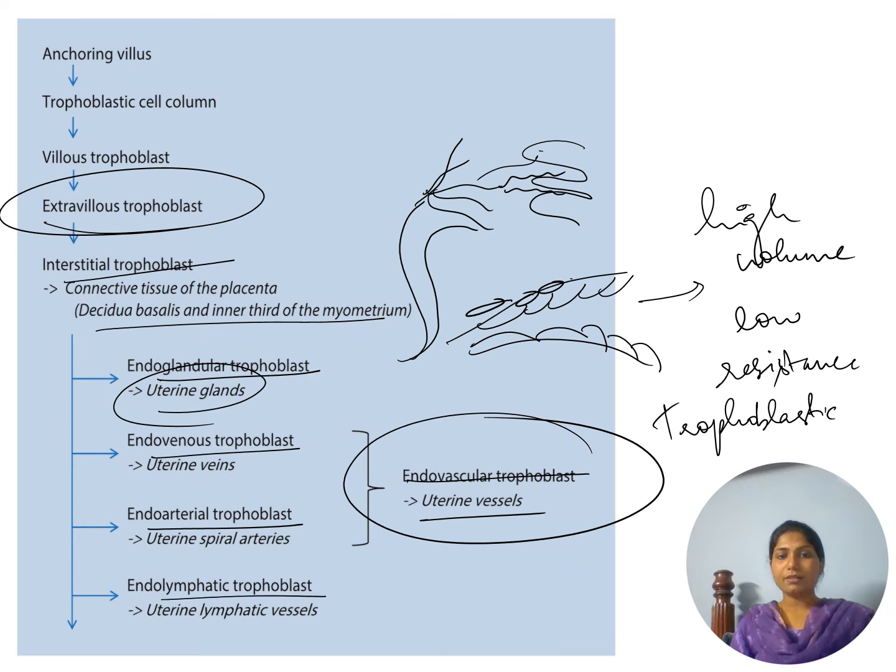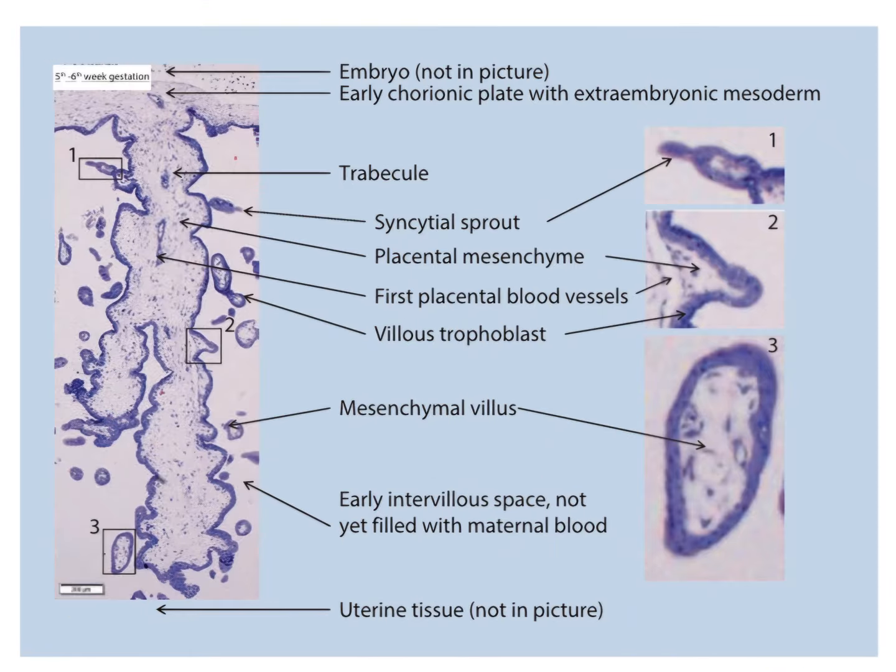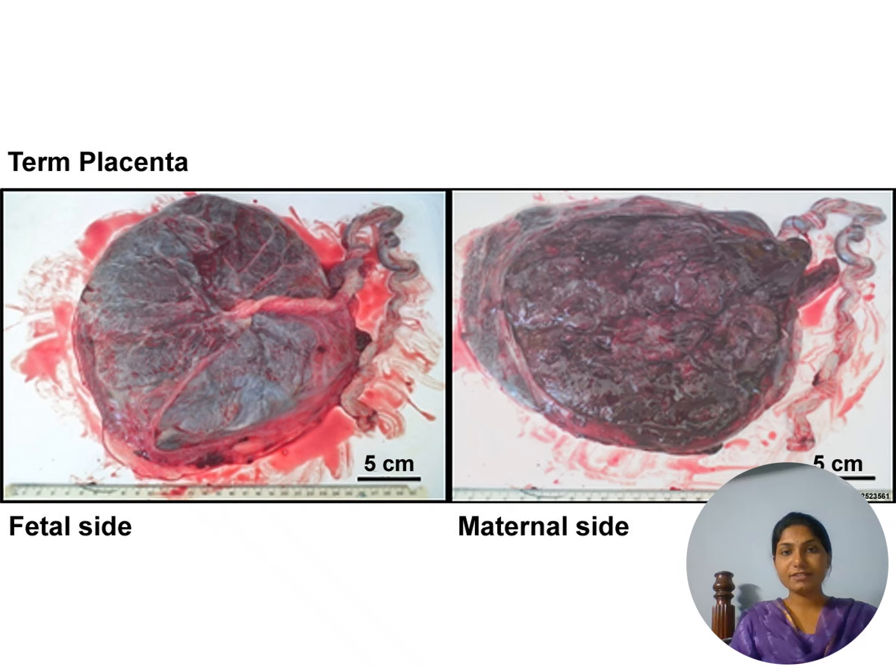And there are some trophoblasts which also go into the uterine lymphatic vessels, but the role has not been established. So these are the functions of the extravillous trophoblasts. Now we have understood that the trophoblast has differentiated into both syncytiotrophoblast and cytotrophoblast and also the extravillous trophoblast, and we have understood the function of the same.